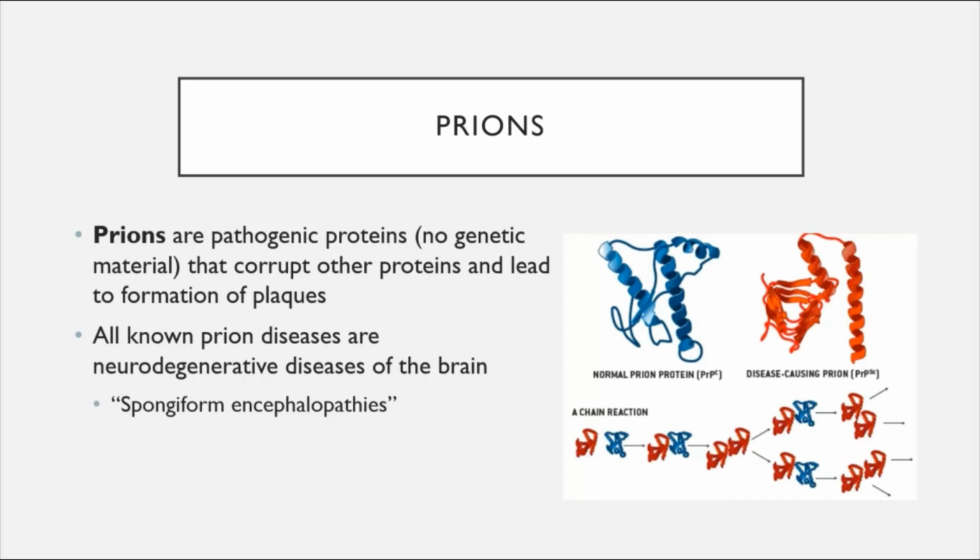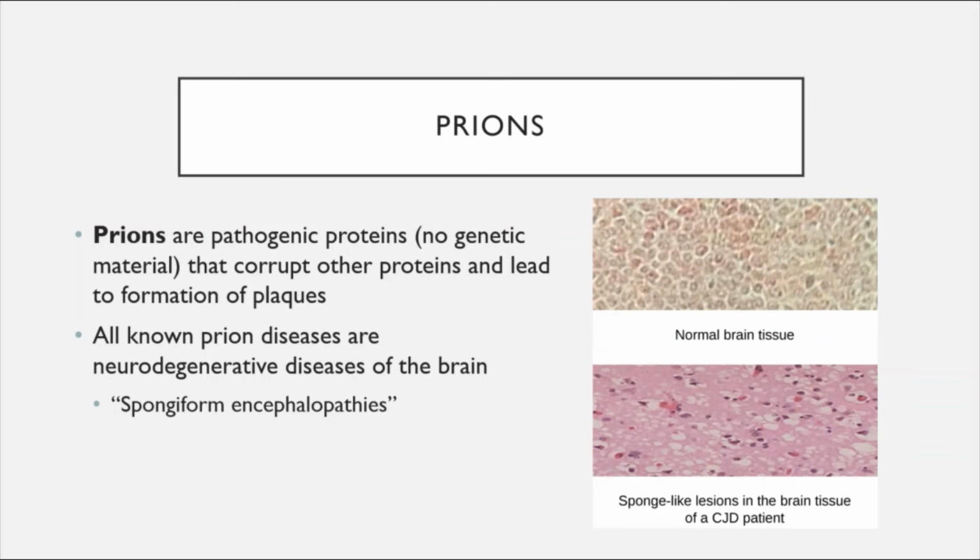They are often called spongiform encephalopathies because the buildup of these plaques leads the brain to take on a spongy texture. In these histograms right here, we can see that there is normal brain tissue on the top, and below you can see where there are the sponge-like lesions that have appeared in the brain tissue of a patient who has Creutzfeldt-Jakob disease, which is one type of prion infection.